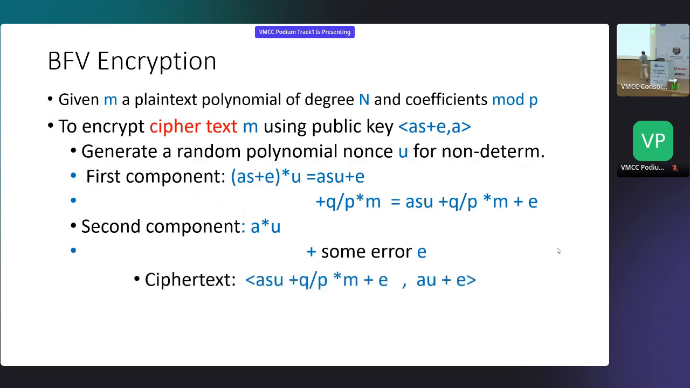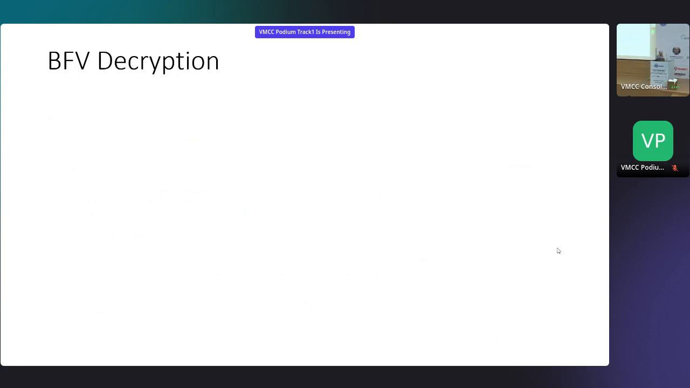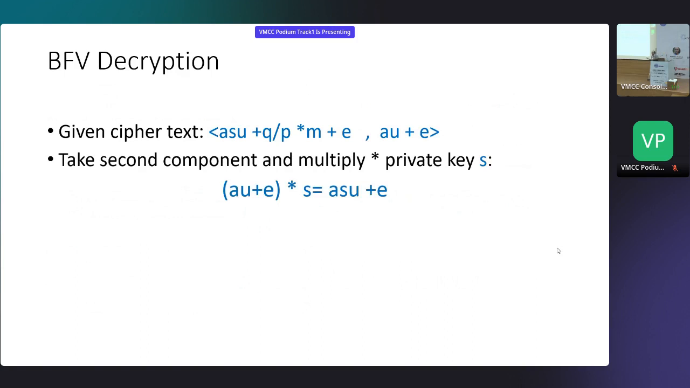So the ciphertext is this polynomial plus this polynomial, AU plus this. Yeah, so it's two components. So the recipient receives this, and they have the key. So what do they do? They take the second component and multiply times S. S is the private key. So I had the private key. I just multiply it. I get this value.